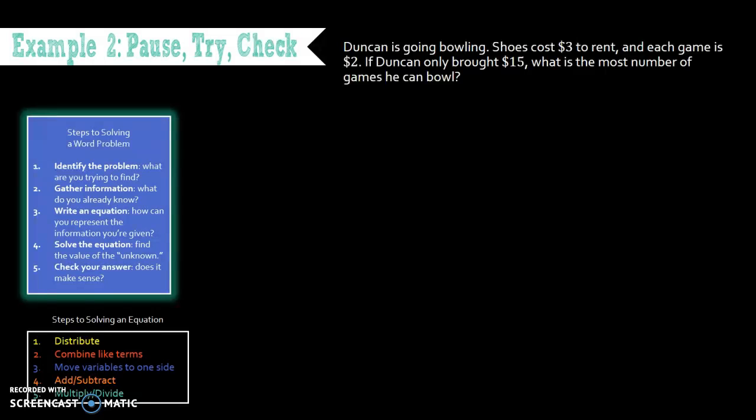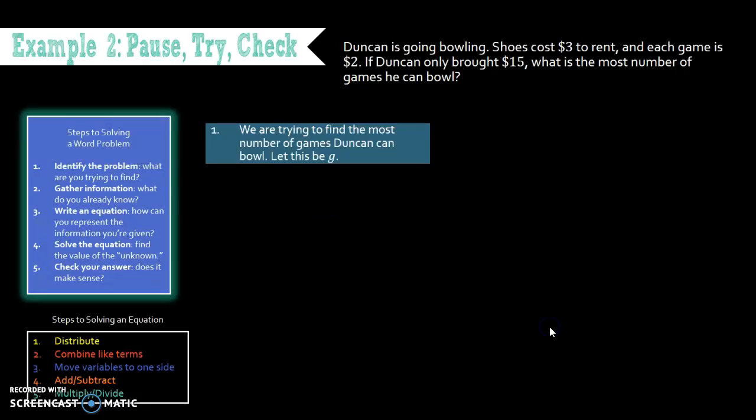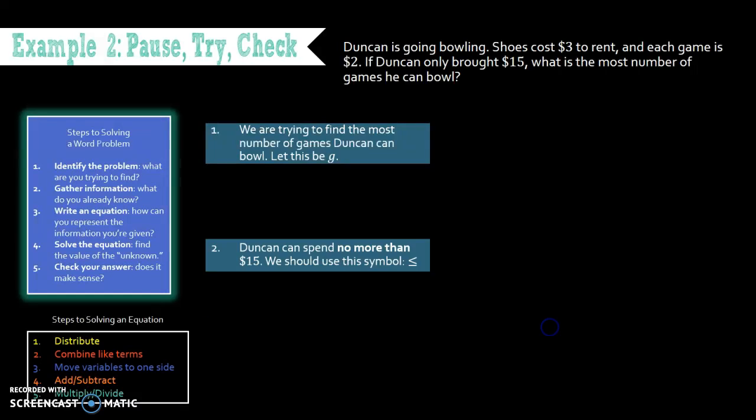Duncan is going bowling. Shoes cost $3 to rent, and each game is $2. If Duncan only brought $15, what's the most number of games that he can bowl? Start by identifying the problem. We're trying to find the most number of games that he can bowl. We're going to let that be G, or whatever variable you picked is fine.